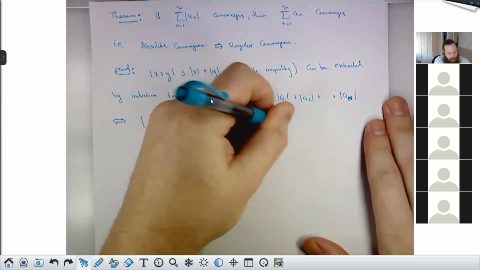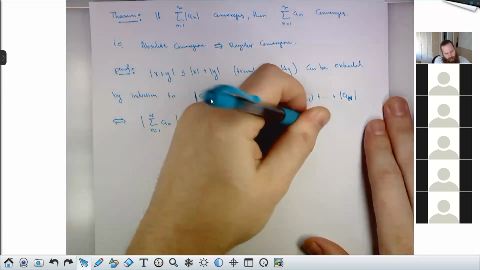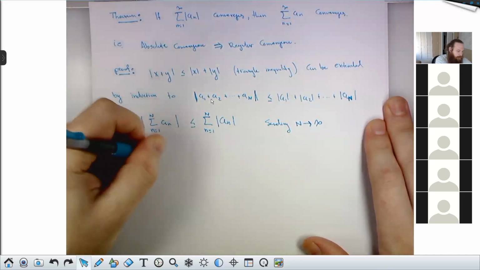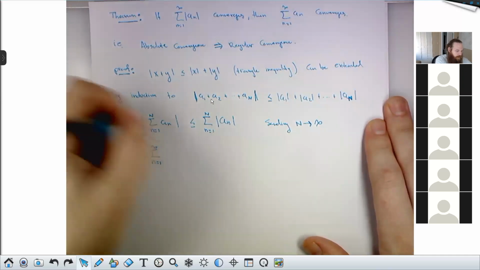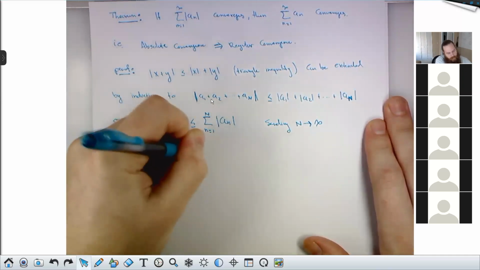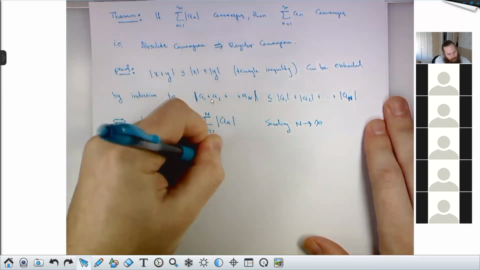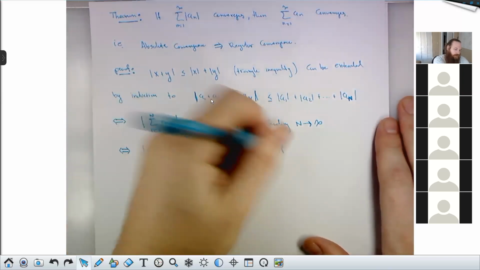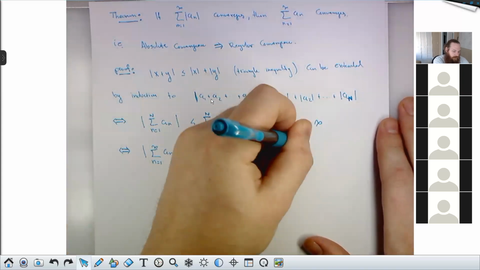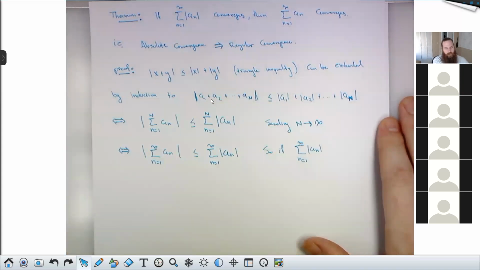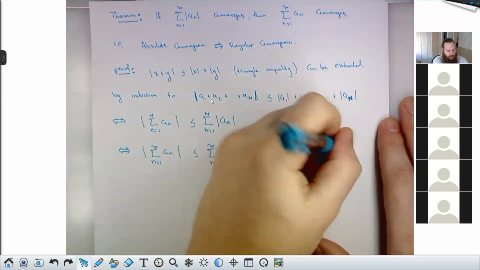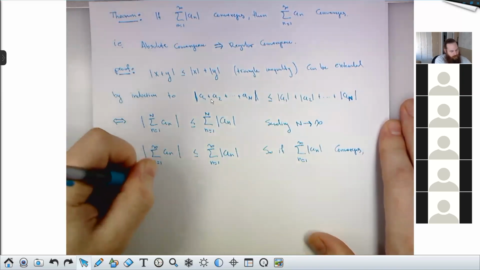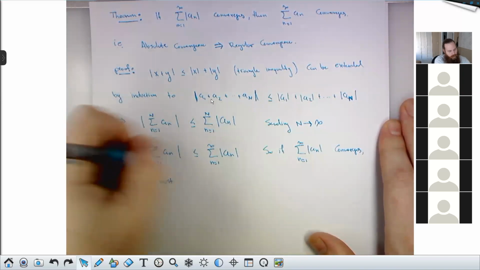Sending capital N to infinity, we get that the absolute value of the sum from 1 to infinity of a_n is less than or equal to the sum from 1 to infinity of the absolute value of a_n. So if the absolute value series, if this guy converges, then so must this guy.